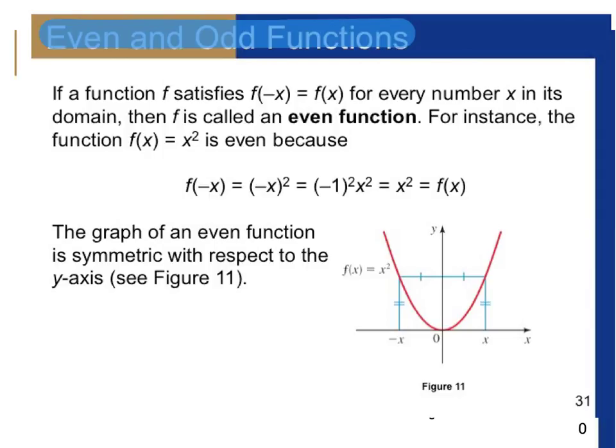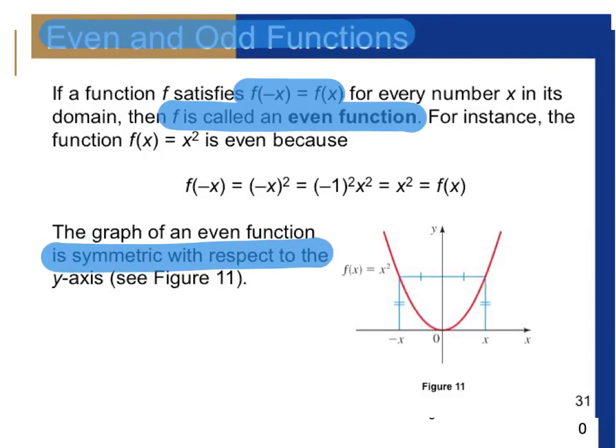When this is true, that f of minus x equals f of x for every x, then f is called an even function. Now think about that. When you're putting in minus x and you're getting the same y, you have symmetry across the y-axis. So we say an even function has symmetry across the y-axis. So we say it's symmetrical with respect to the y-axis. This is for the graph of an even function.